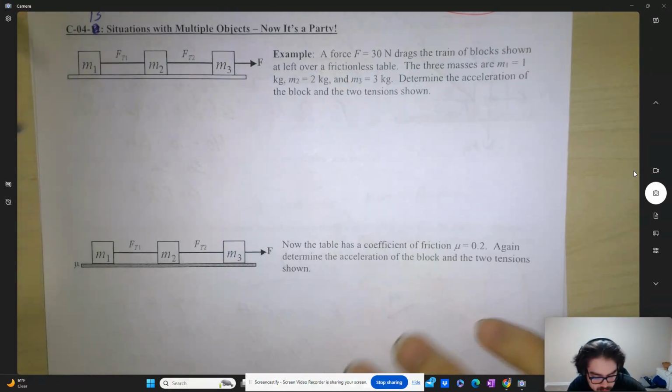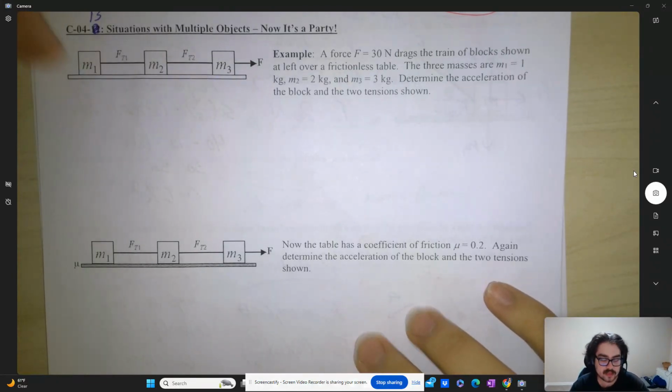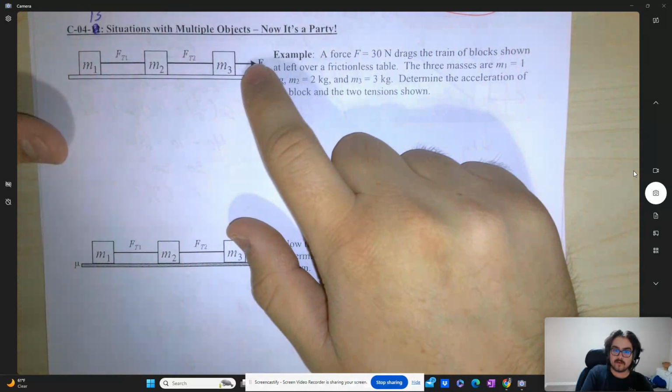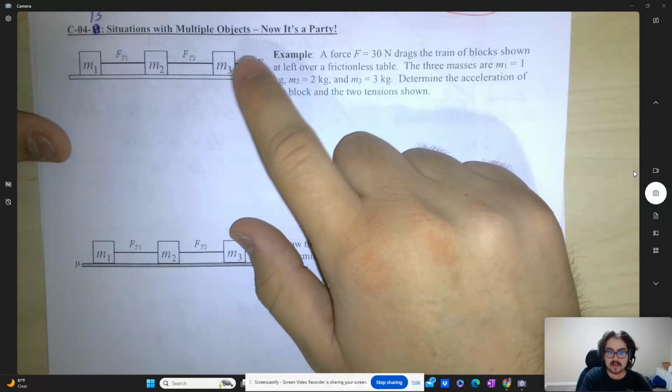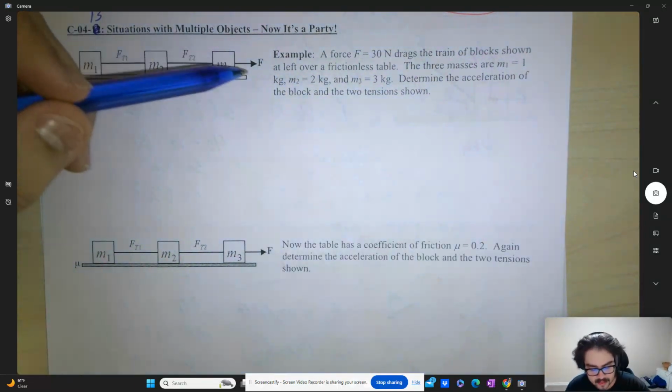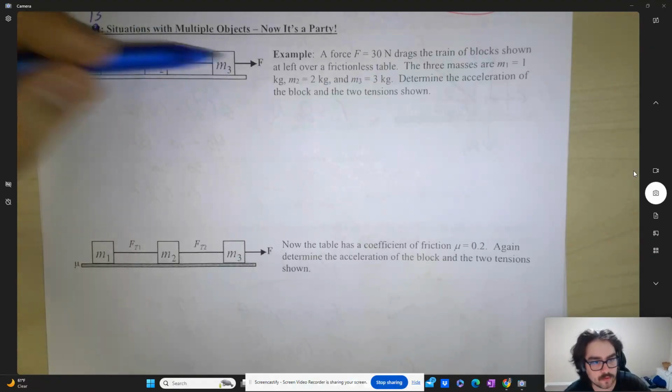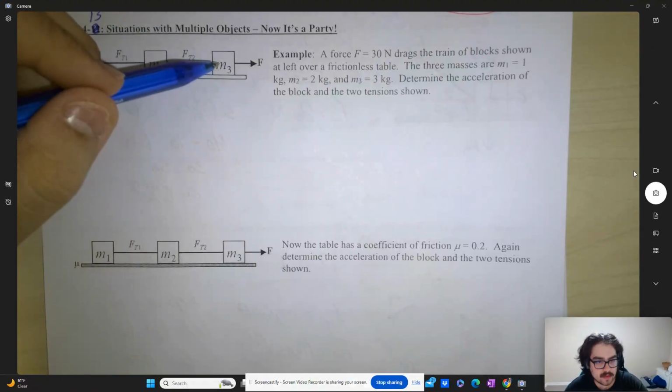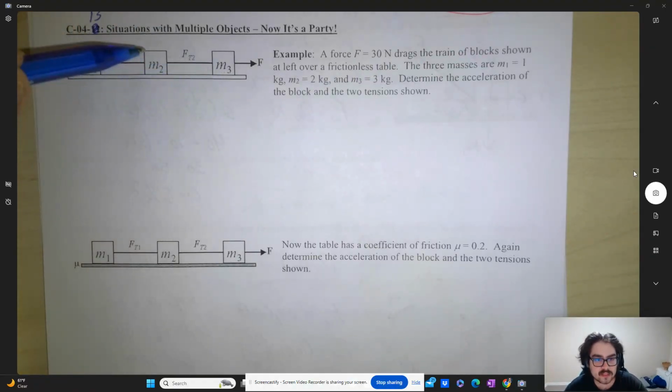Now, here's something important to consider. If this force right here is you pulling the train of blocks, then what's happening is you're not pulling all these blocks, you're just pulling M3. And then M3 is using the tension to pull M2, and M2 is using the tension to pull M1.